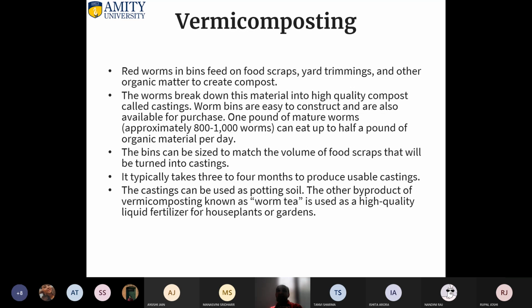So that is not a very good option. It typically takes 3 to 4 months from the start of the process to have those castings. The castings can be rotting soil. The other byproduct that is talked about here is worm tea.